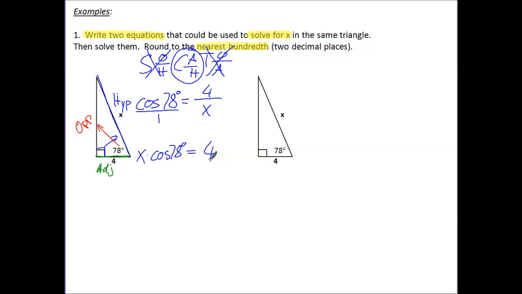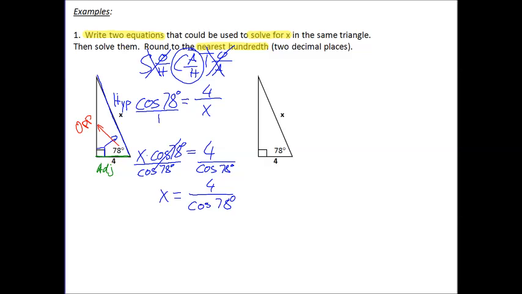And now, since we're trying to solve for x, and we don't even have to know what the cosine of 78 degrees is at this point, we just divide by that term to cancel it out on the left side. Dividing both sides by this term, cosine of 78 gets canceled out on the left. x is equal to 4 over the cosine of 78 degrees.